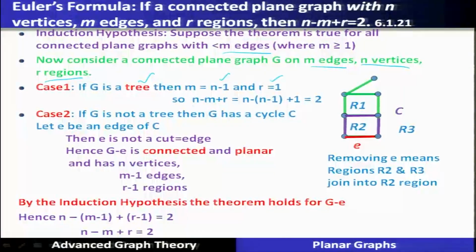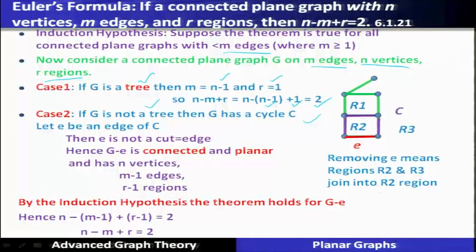So, if we plug into n minus m plus r the value of m, that is n minus 1, and also the number of regions as 1, this comes out to be 2. Hence, if the graph is a tree, this particular formula is satisfied. Now, let us say that if the graph is not a tree, then it has a cycle.